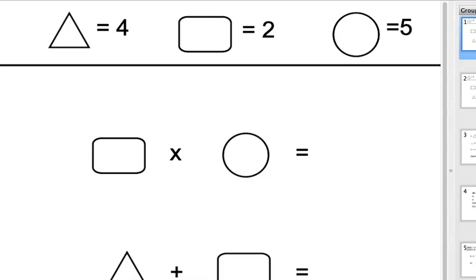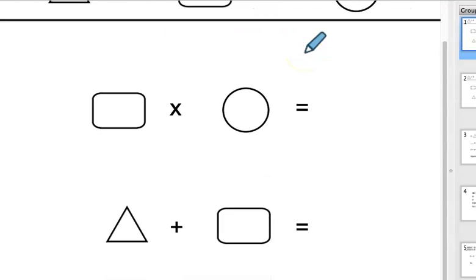Alright, so we're going to talk a little bit today about an intro to algebra. I think you guys have been doing something very similar to this. You maybe just did not know that you were doing algebra. So the first thing I see up here on slide 1 is that I have a triangle which equals 4, a rectangle that equals 2, and a circle that equals 5.